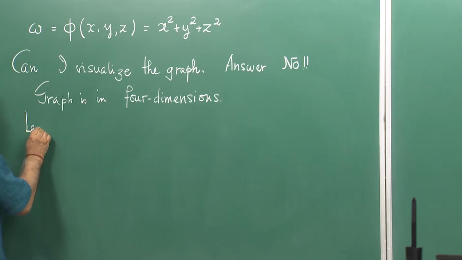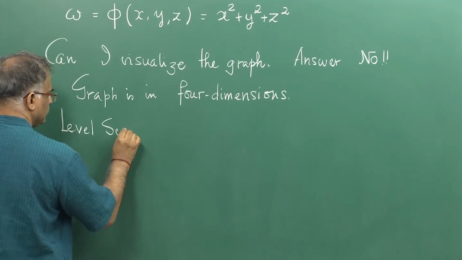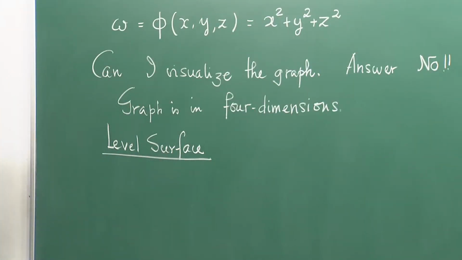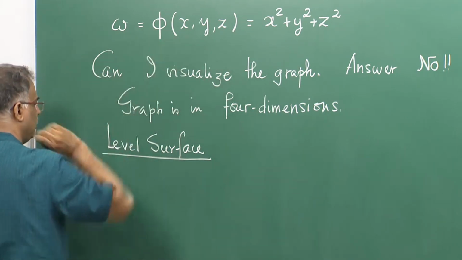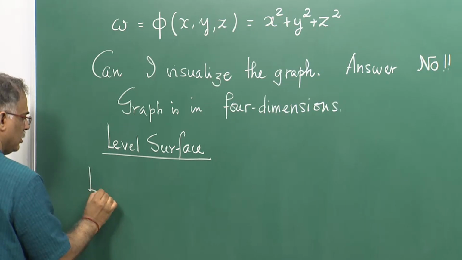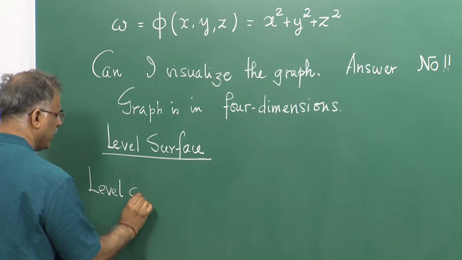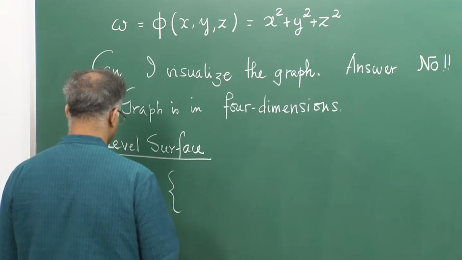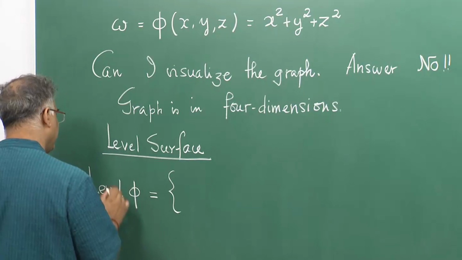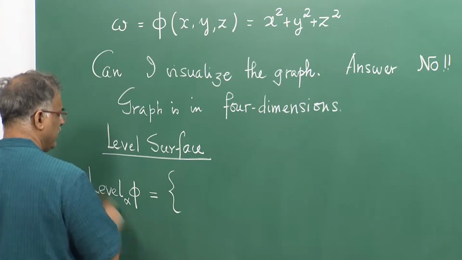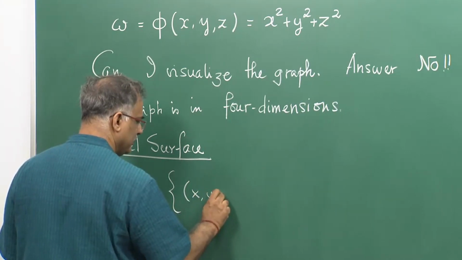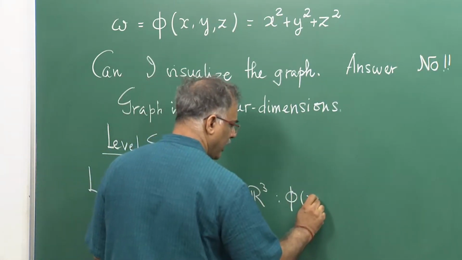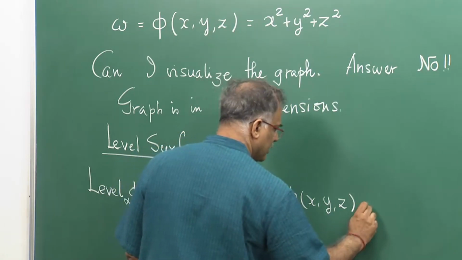So that gives rise to what is called a level surface. The level surface of phi, at a given level, say alpha, where alpha is a real number, is the set of all x, y, z in R3 such that phi of x, y, z is equal to alpha.